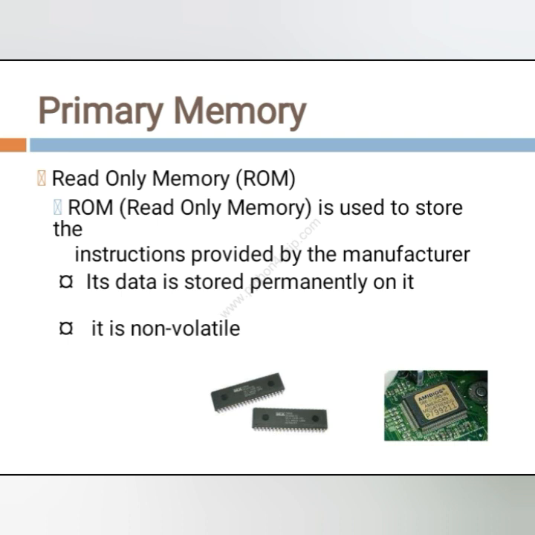And primary memory's second part is read-only memory. As the name indicates, we cannot write anything in a read-only memory. And read-only memory is used to store the instructions provided by the manufacturer. So the manufacturers are providing some important data into it, and that will be recorded permanently in read-only memory. And it is non-volatile memory.